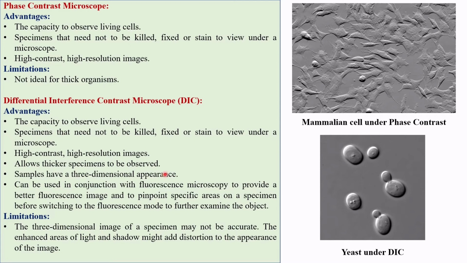Moreover, DIC can be used in conjunction with fluorescence microscopy to provide a better fluorescence image and to pinpoint specific areas on a specimen before switching to the fluorescence mode to further examine the object. The only limitation of using DIC is that the 3D structure or the 3-dimensional image of a specimen may not be accurate. The enhanced areas of light and shadow might add distortion to the appearance of the image.